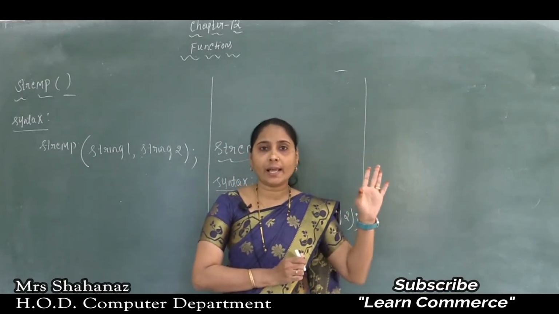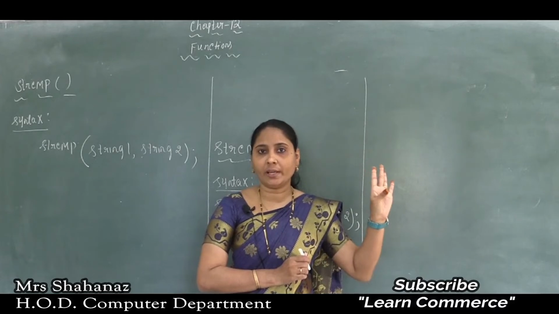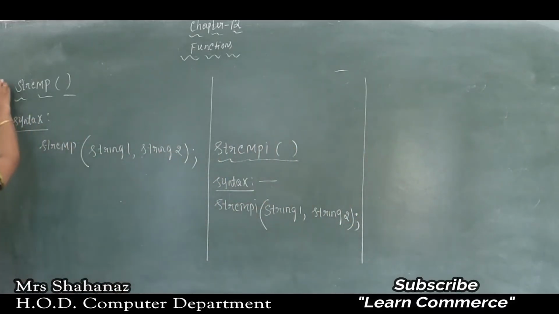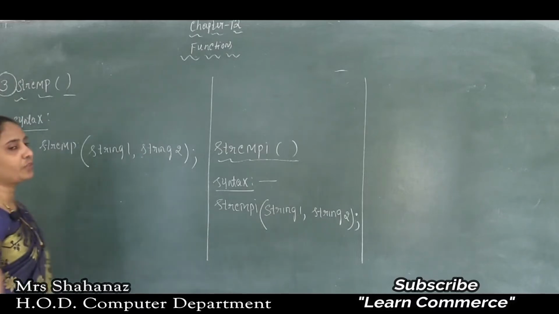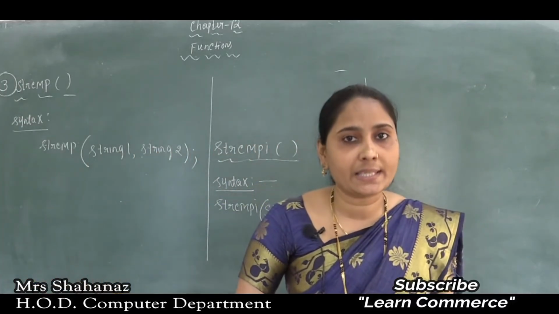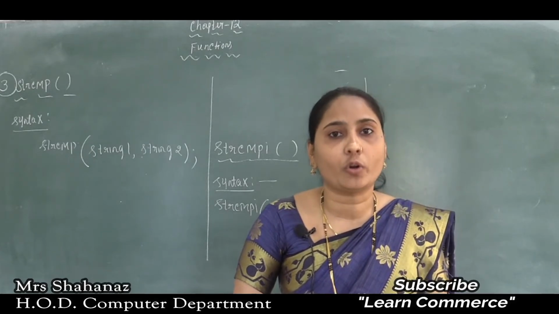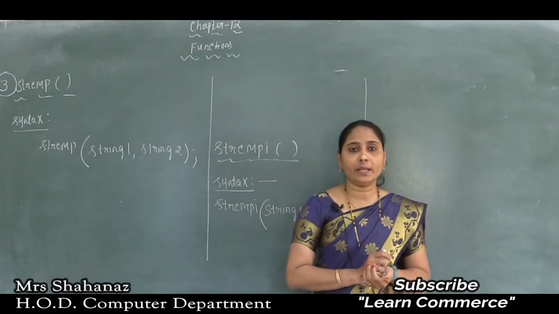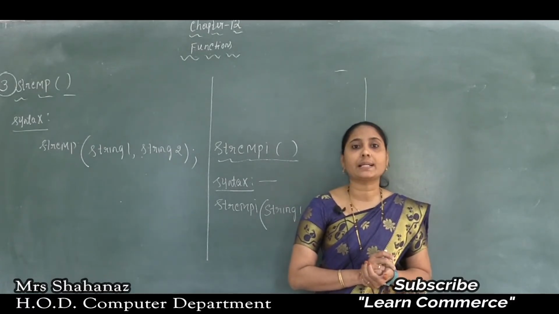So strlen is the first function of the string, strcat is the second function. Now we are at the third function of the string. The name of the function is strcmp. And what's the meaning of this strcmp here? The meaning is comparison.